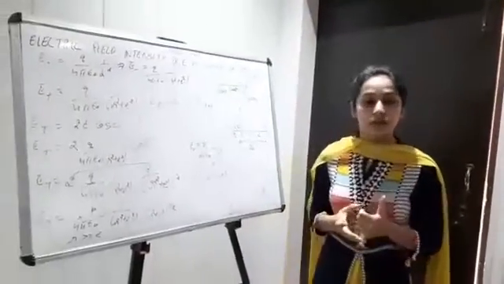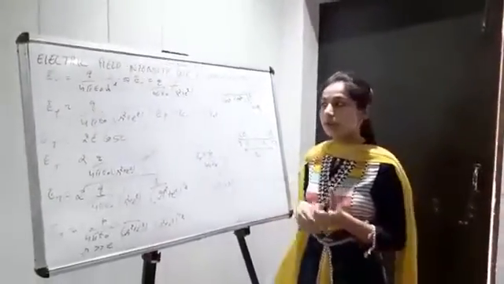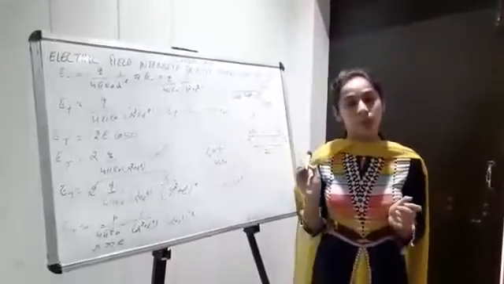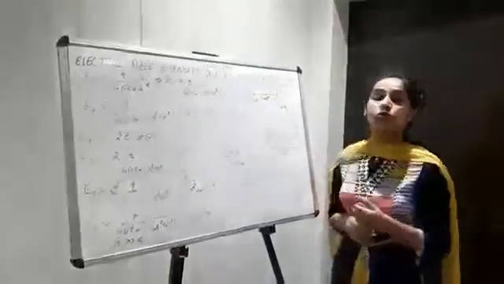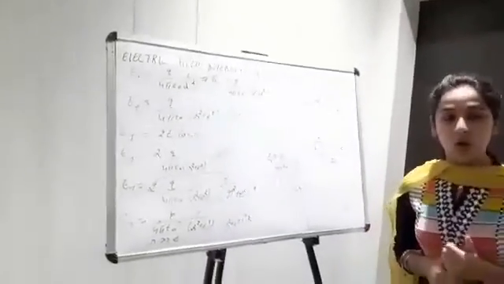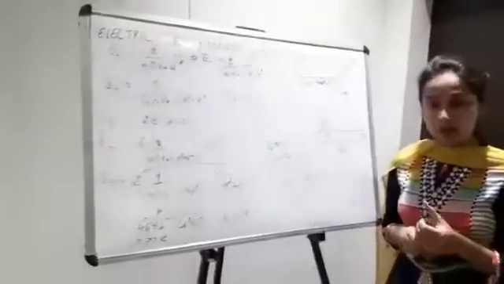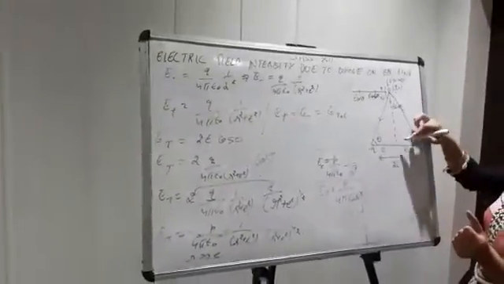Everyone, as you know, yesterday we did the topic electric field intensity due to a dipole on the axial line, and today our topic is electric field intensity due to a dipole on the equatorial line, or we can say a transversal line. Basically, what is the equatorial line?